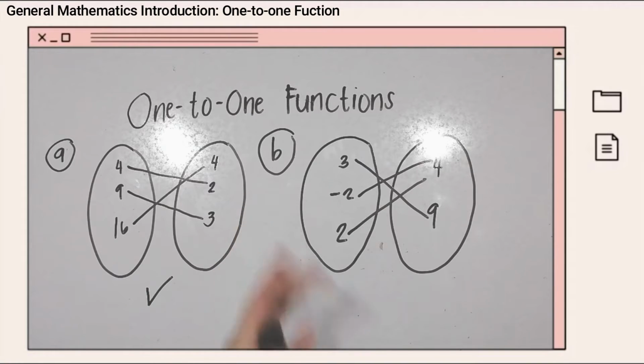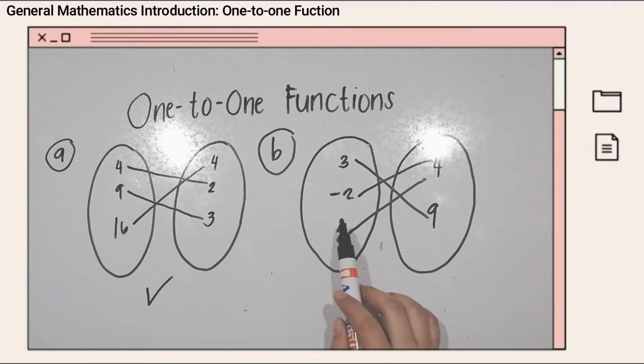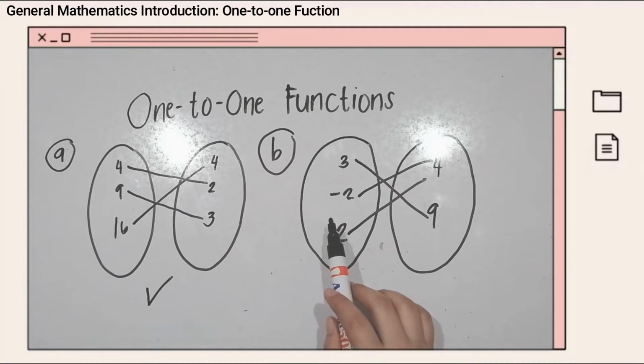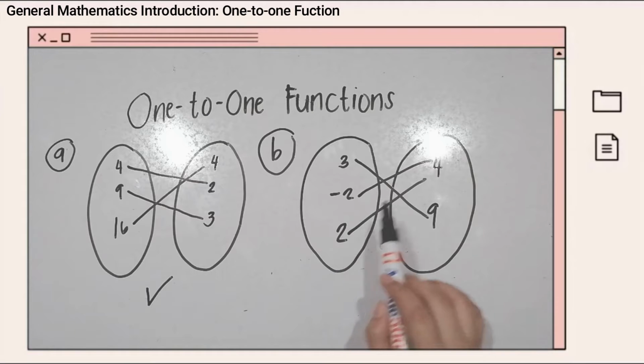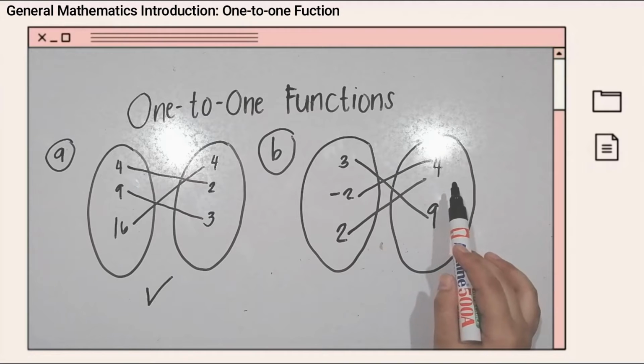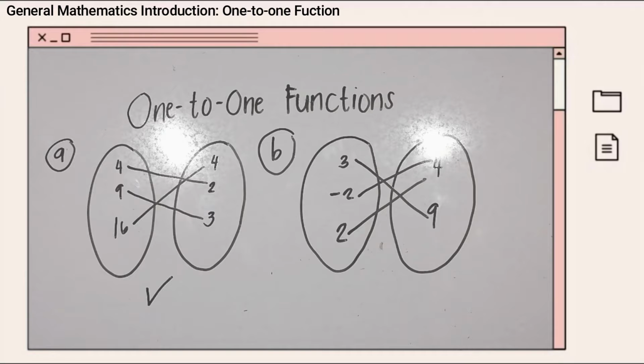Now, let's go to example B. We can see here that both x values, negative 2 and 2, are paired to y value 4. Is it a one-to-one function or not? No, it isn't.